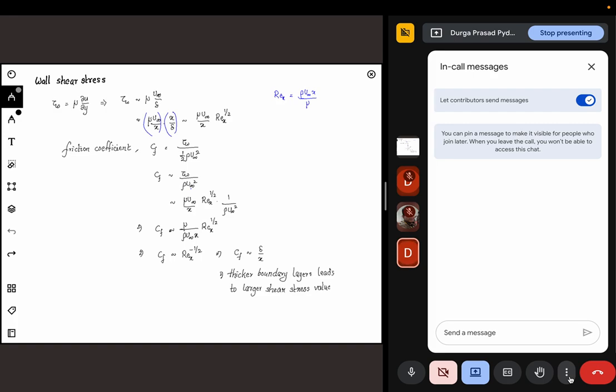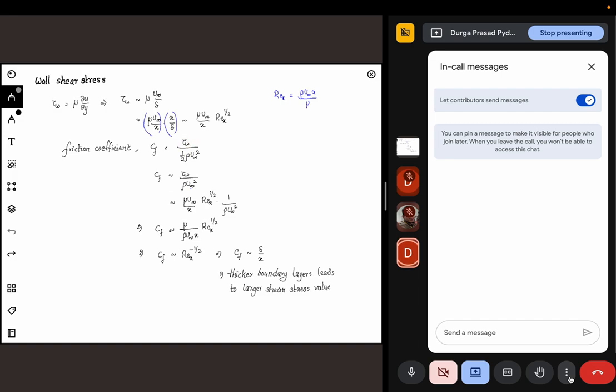But the way in which this is defined, if u infinity changes, then tau w will keep on changing. So we want to come up with something that we can use for different cases, independent of u infinity. So we have to define some other way. Just like the Reynolds number, we have something called the friction coefficient, which is defined as the ratio of tau w to half rho u infinity squared. It's just non-dimensionalizing the wall shear stress.